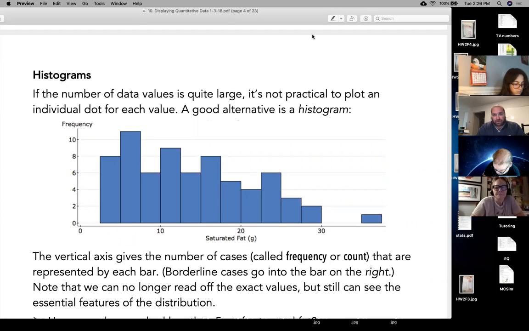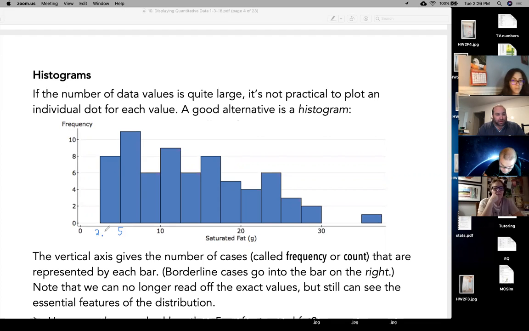Well, if I look at the numbers in the histogram, the bars do have to be touching. That does matter. So if you look at the numbers here, you can see that they are equally spaced, which means that those numbers are 2.5, 5, and 7.5. Correct?